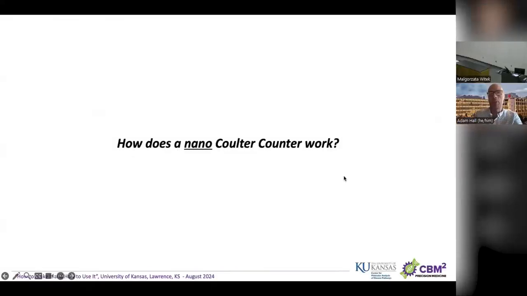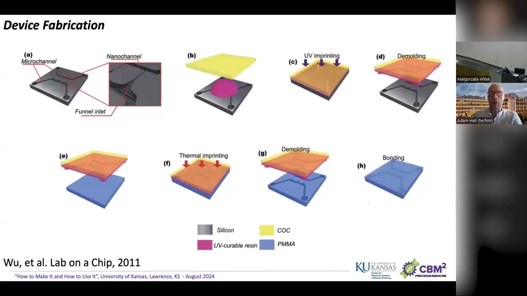Okay, so how does a nano Coulter counter work? Just to start out, I know you've seen all the fabrication bits already this morning, so these should look somewhat familiar to you. This is, very generally speaking, the types of steps that go into making the type of device that we're going to be talking about, where you start again from some kind of a master mold that you have made that defines the dimensions of the device that you're going to be using.